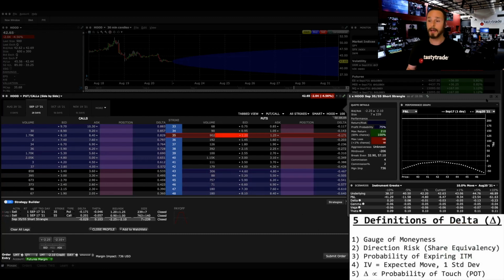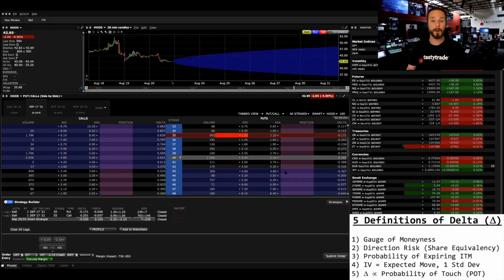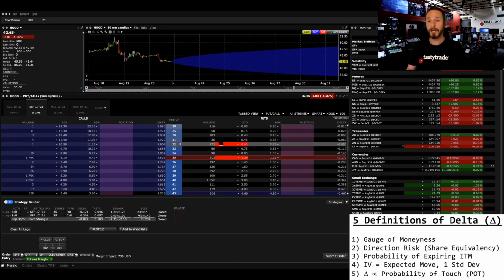Okay, so moving to the very last concept of delta, which is probability of touch. Probability of touch is a very simple estimate. It's just 2 times the delta. So if I was to sell the 17 delta put, you just take 17 times 2. That's giving me a probability of touch of 34%. So there's a 34% chance that that strike, 35, will be touched in the next 28 days. So it's a 17% chance of expiring in the money at expiration 28 days from now. But any time between now and expiration, there's a 34% chance that Hood will actually touch the price of 35.